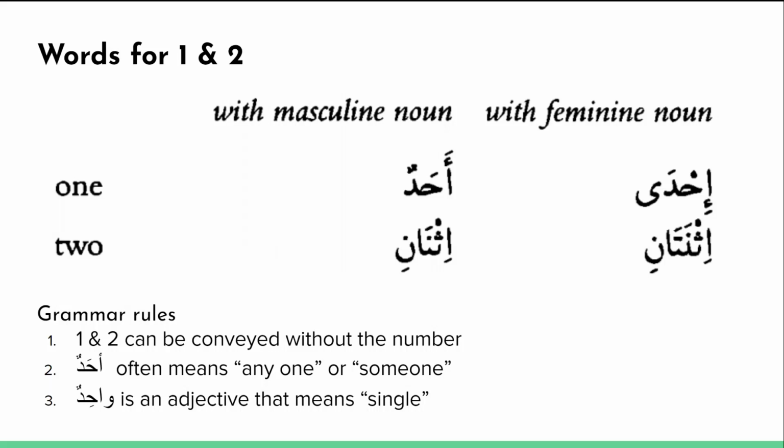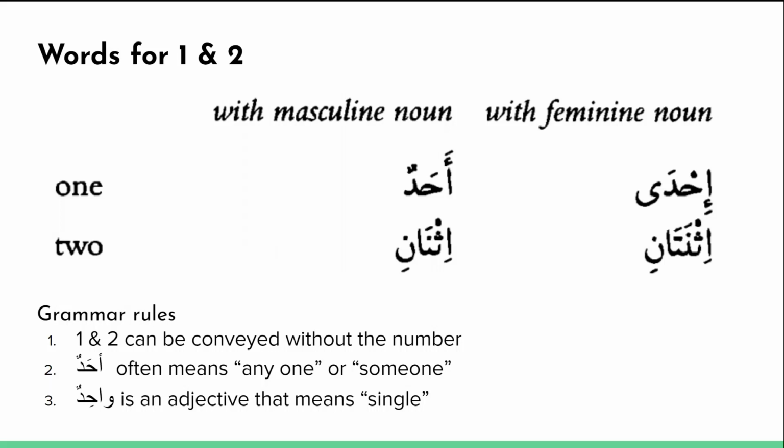So if I say muslimun, that's one Muslim. I don't have to use the word ahadun. Similarly, if I want to say 2 Muslims, I can just say musliman. I don't have to use ithnan. But sometimes these words are included for extra emphasis. Or oftentimes, most of the time, they're actually used by themselves.